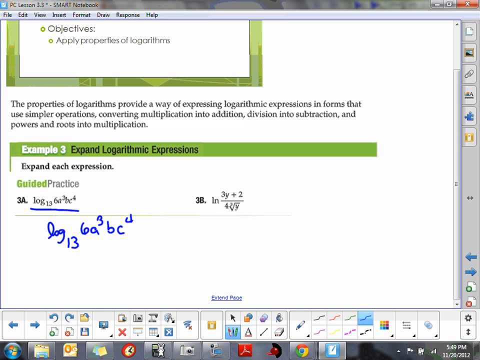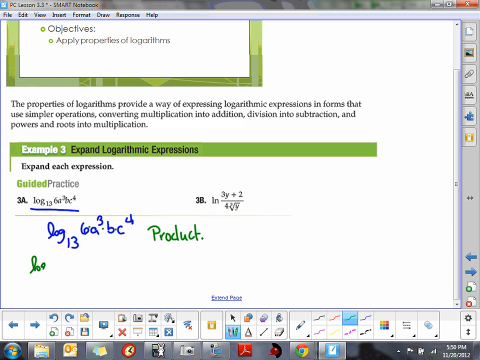Now, according to those directions, we want to replace multiplication with addition. We want to replace powers with multiplication. So what I'm thinking in particular is that there's a lot of multiplication being done in here. All the multiplication means that we have a product rule. The product rule says the log of a product is the sum of the logs.